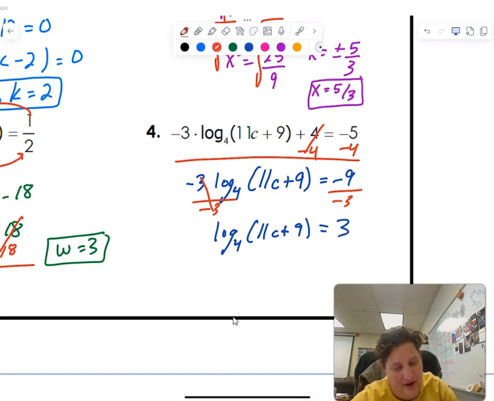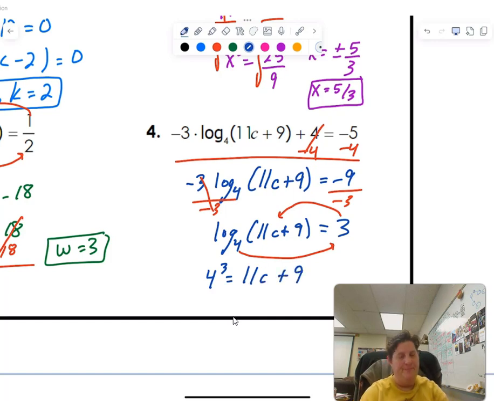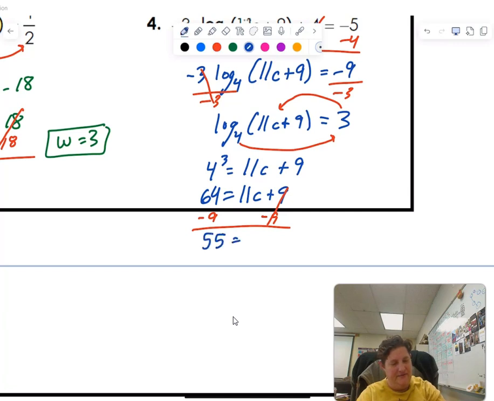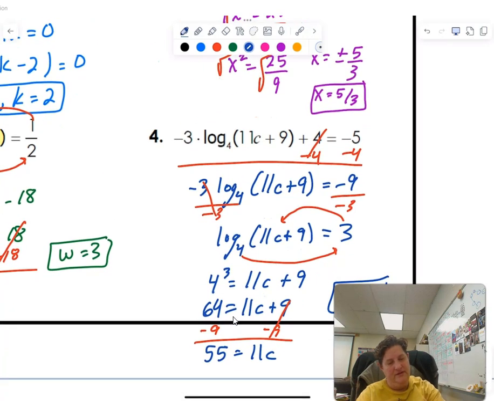Okay, now I do this thing. Boom, boom. So I get 4 to the 3rd is 11c plus 9. Okay, 4 to the 3rd is 64. If I subtract the 9 over, 64 minus 9 is 55. And when I divide by 11, c is 5. Okay, and again, it's not making this a negative. That's what we check it into, so we are good.